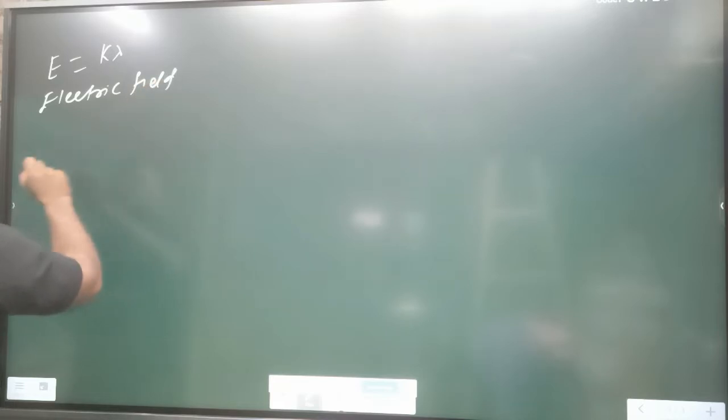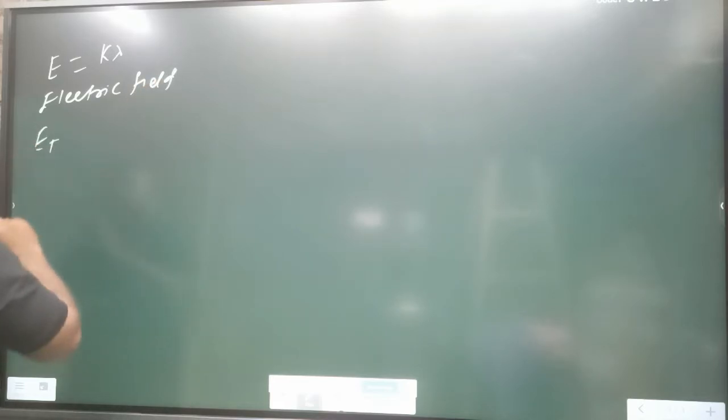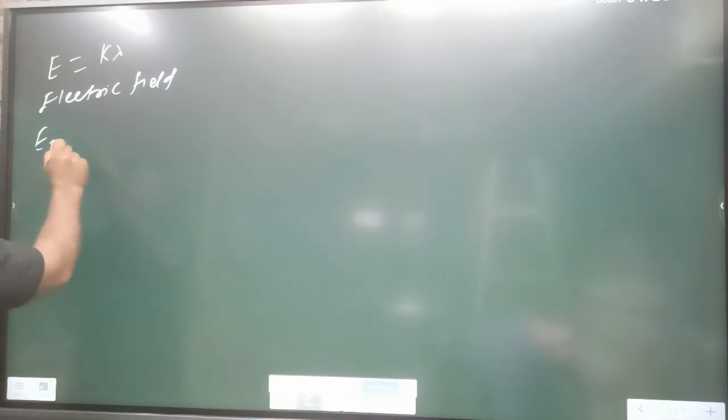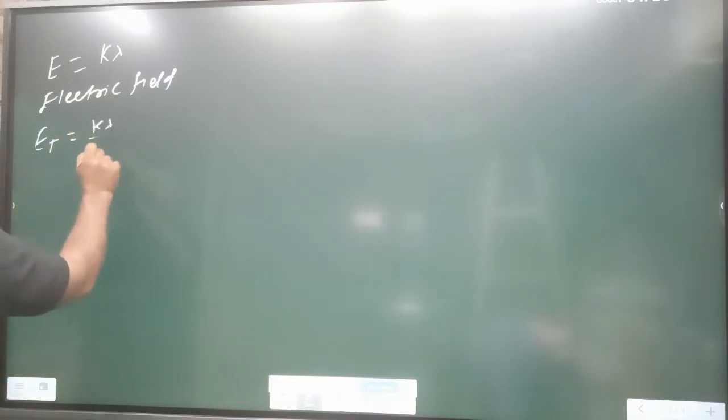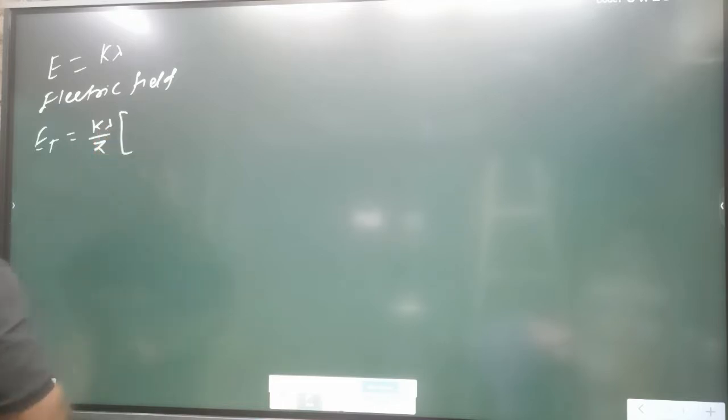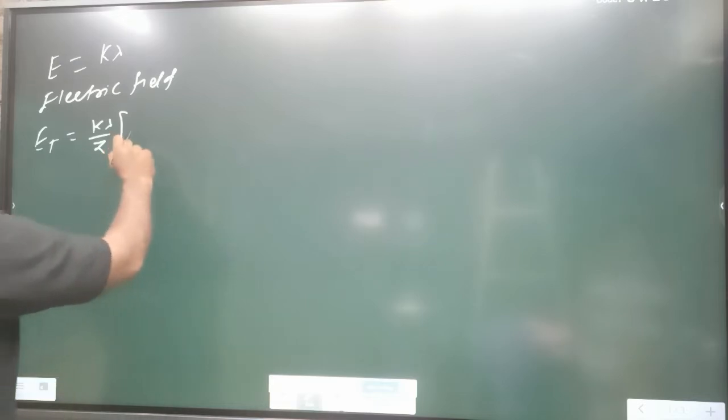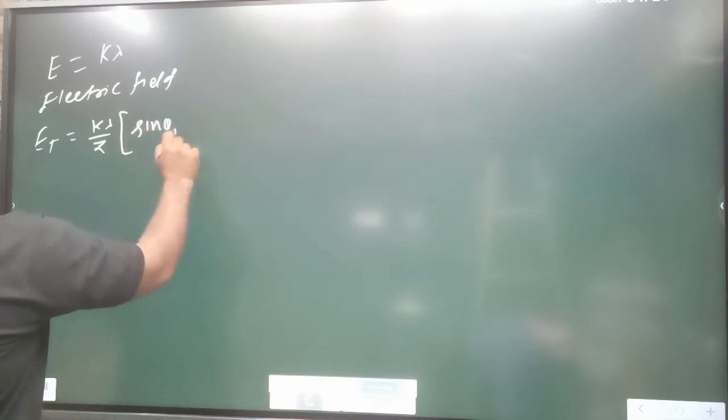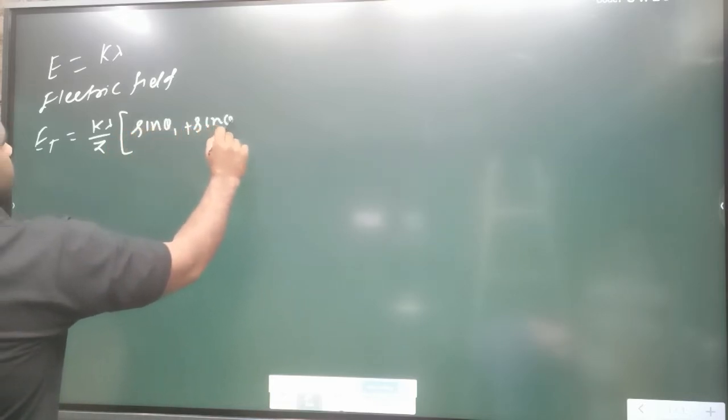A thin rod, electric field. I don't directly memorize these two formulas. Electric field: E perpendicular and E parallel. E perpendicular is equal to K lambda upon Z, sin theta 1 plus sin theta 2.